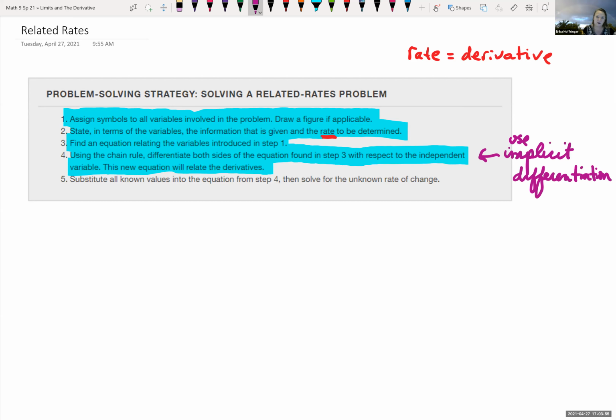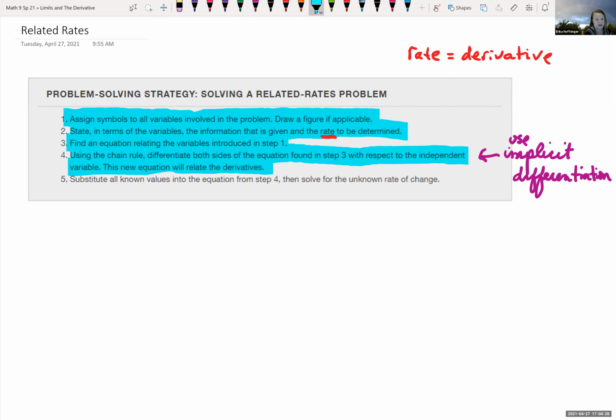So remember with implicit differentiation, whenever we took the derivative with respect to y, y was a function of x. So we would tack on that dy/dx, taking the derivative of the inside. Same sort of idea here. Usually, again, our independent variable is going to be time. And so when we took the derivative of all the variables in there, it's with respect to time. And so we're going to tack on either dx/dt, dy/dt, depending on what variables we called them.